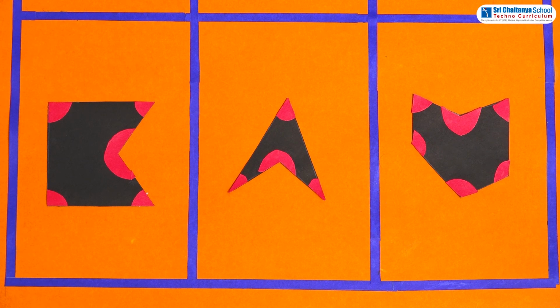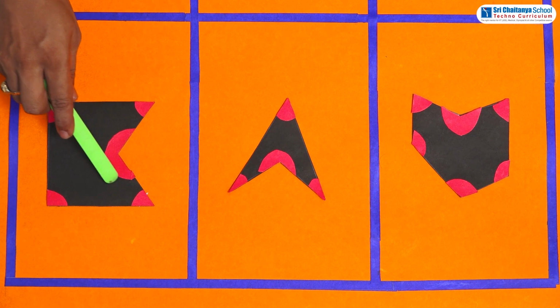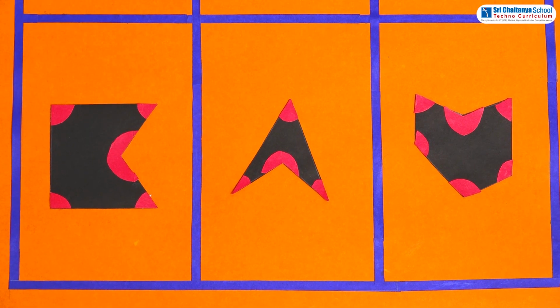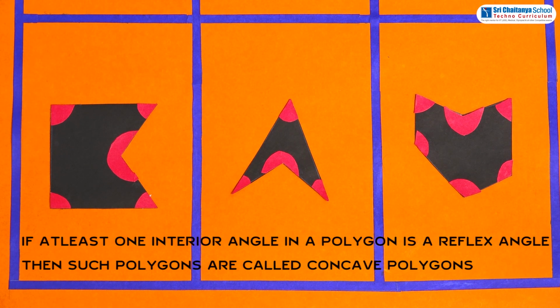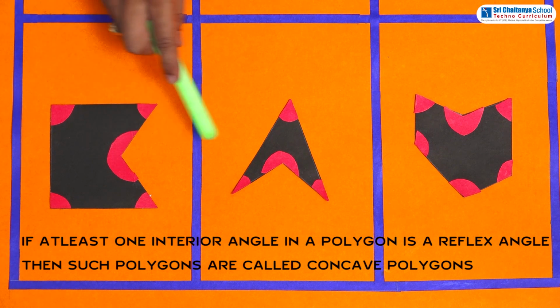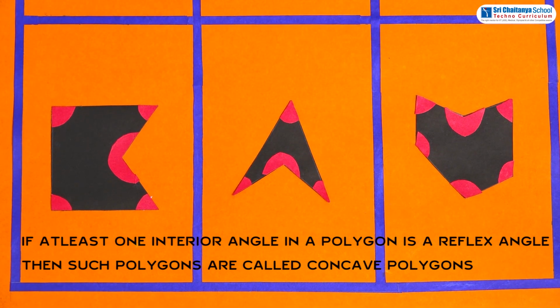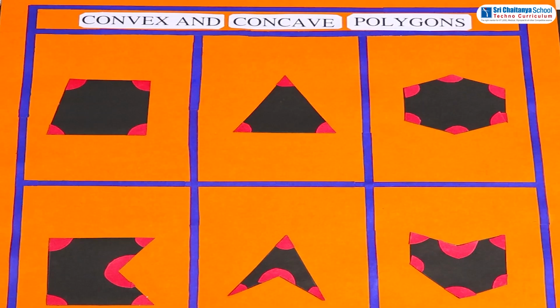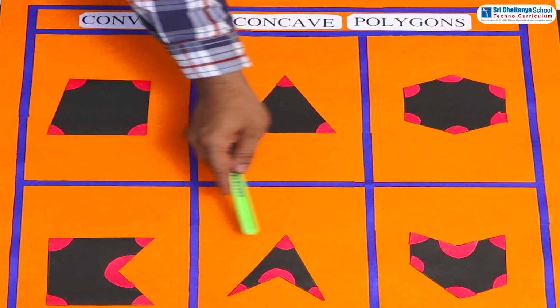Children, what is meant by a reflex angle? An angle whose measure is more than 180 degrees and less than 360 degrees is called a reflex angle. Now, in these 3 polygons, at least one of the interior angles is a reflex angle. Such kinds of polygons are called concave polygons. See children, till now we have observed some convex polygons and some concave polygons.